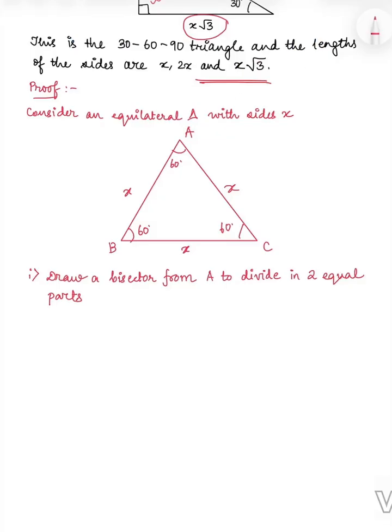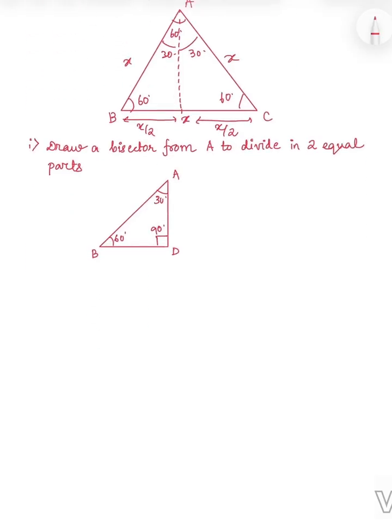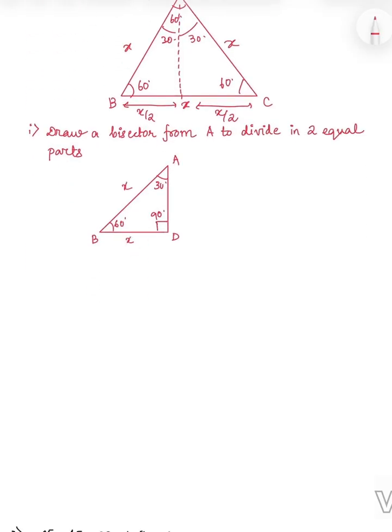Let's try to prove the concept of how the lengths of the 30-60-90 triangle come into place. So we have an equilateral triangle with sides x. The first thing is we draw a bisector from A to divide this length in two equal parts. So this will be x by 2, this will also be x by 2. This is 30 degrees and this is 30 degrees. So basically we again have a 30, 60, 90 triangle. This is A, this is D, this is B. And this length is x, this is x by 2.